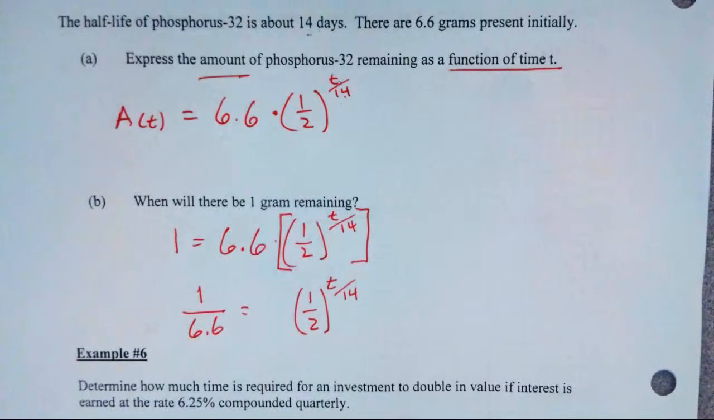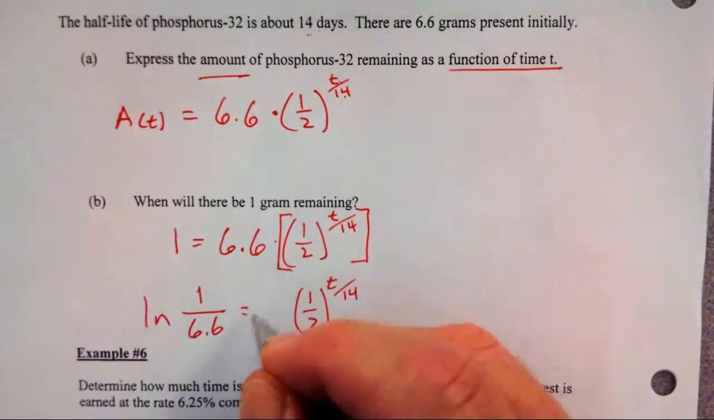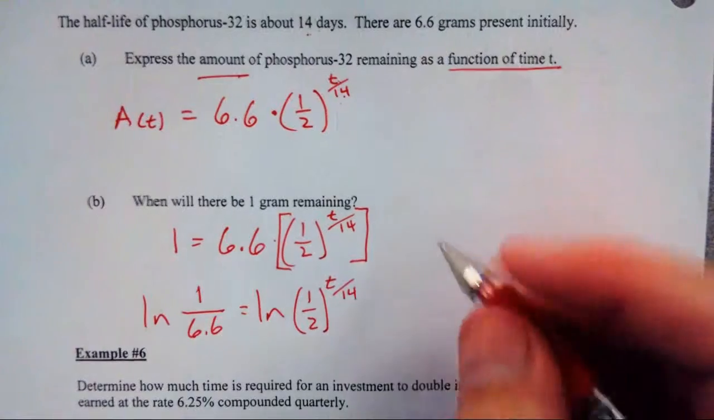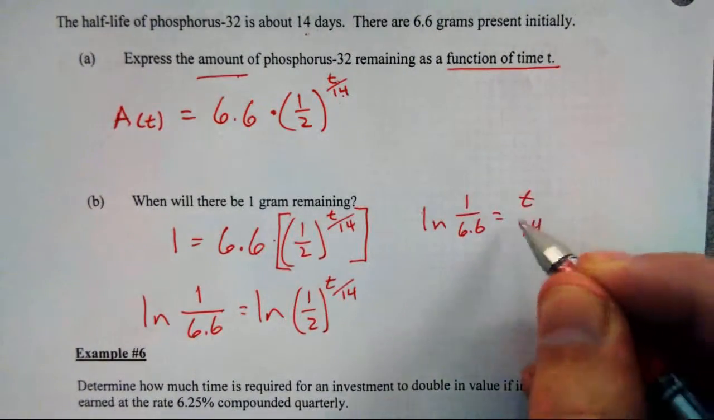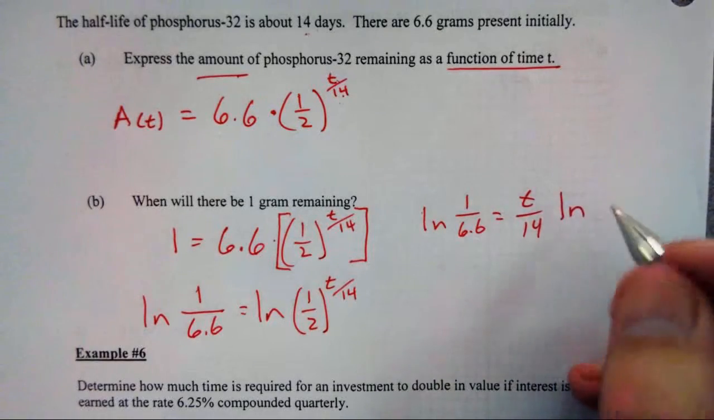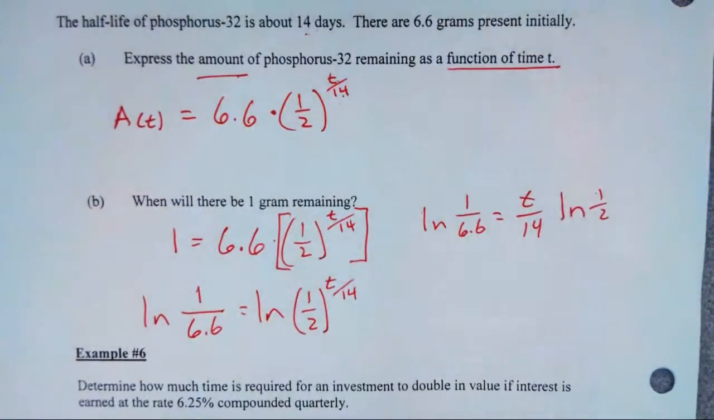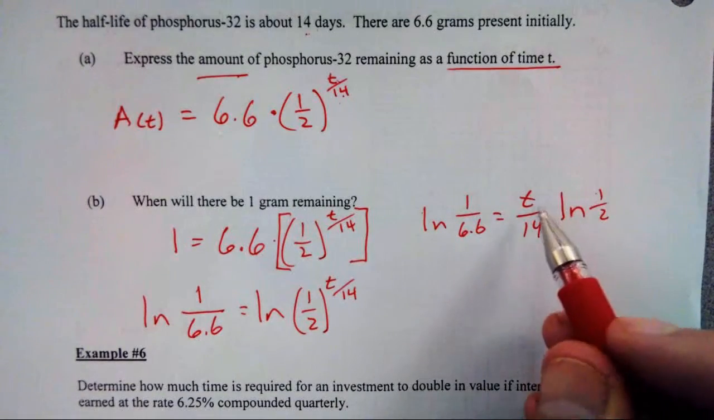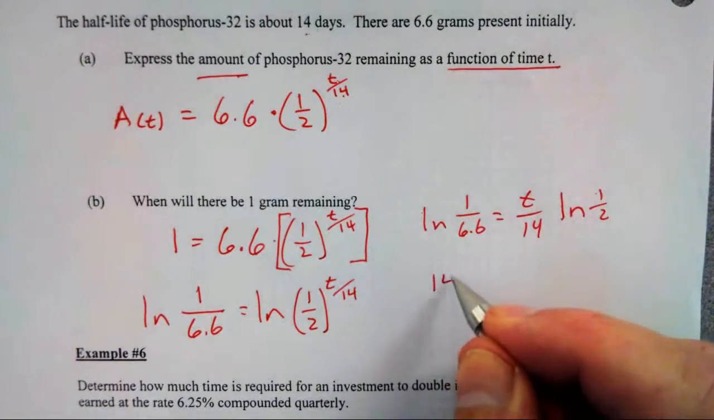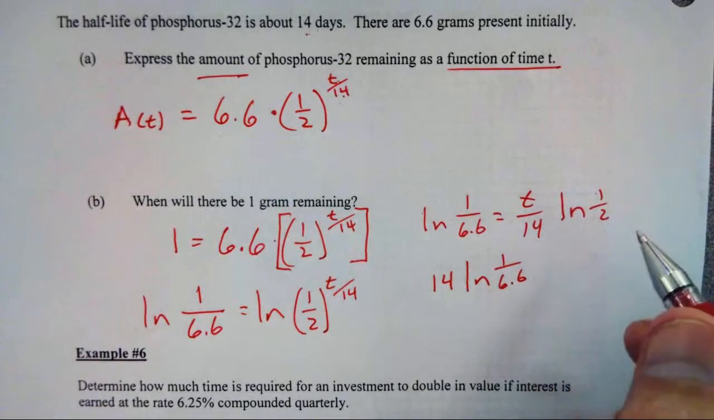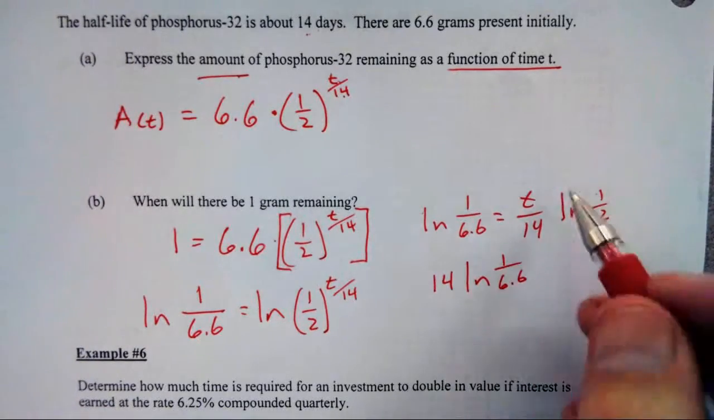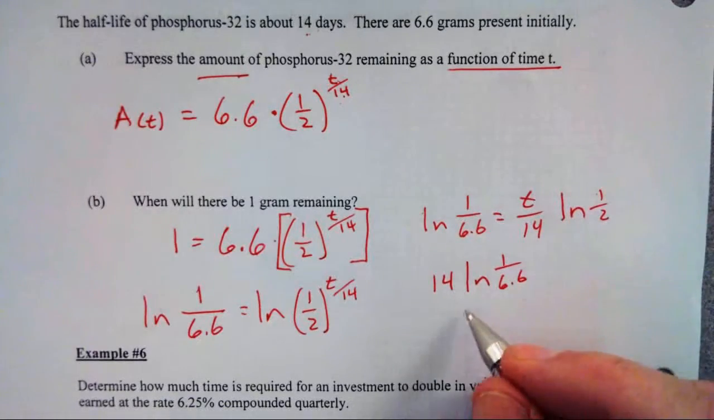But I'm going to do this as if you're working with an 83. So I'm going to take ln of both sides, and I get ln 1 on 6.6 equals t on 14 times ln 1/2. If I want to solve for t, 14 is just a number. T divided by 14, I'm going to multiply by 14 to get it out of there. ln 1/2 is just a number. I'm not dividing by 1/2, I'm dividing by all of ln 1/2.